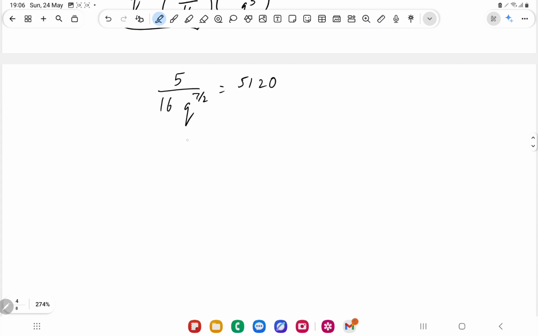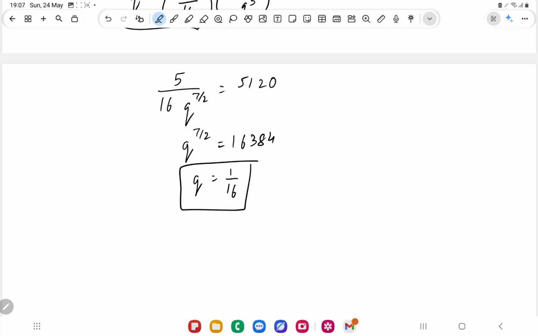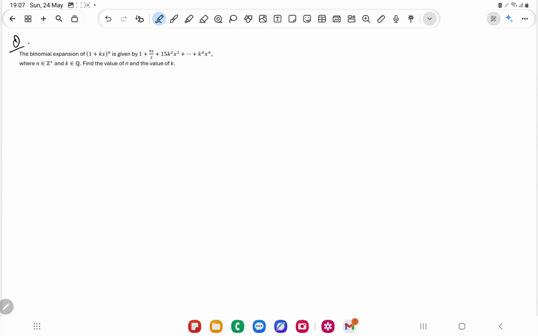So if you solve this, now you have to use GDC. So q to the power 7 by 2 will be equal to 16384, and upon using GDC you will get q value as 1 by 16. So this is how we will be finding out the value of q. Now let's move to the last question.